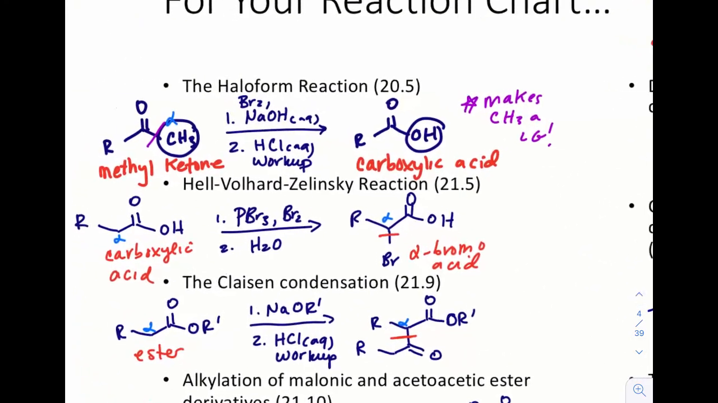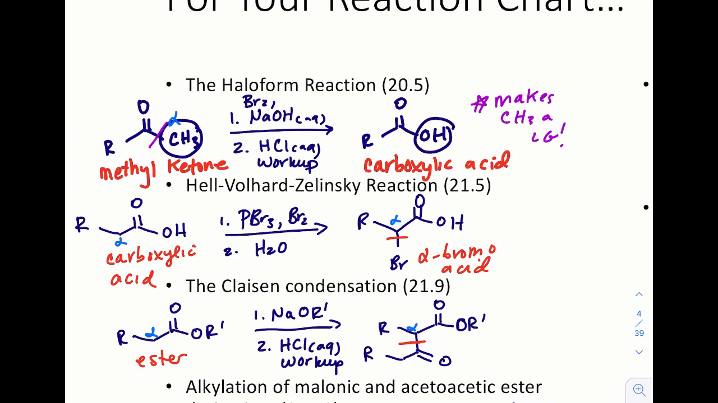So this is building on what we know about the reactivity of the alpha carbon. Let's start with the haloform reaction. So the haloform reaction made methyl into a good leaving group. Broke this bond, generates carboxylic acids from methyl ketones. The Hell-Volhard-Zelinsky reaction alpha-brominates carboxylic acids to generate alpha-bromo acids, which can then be used to do fun things like make alpha amino acids if bromine is substituted for the amino group.